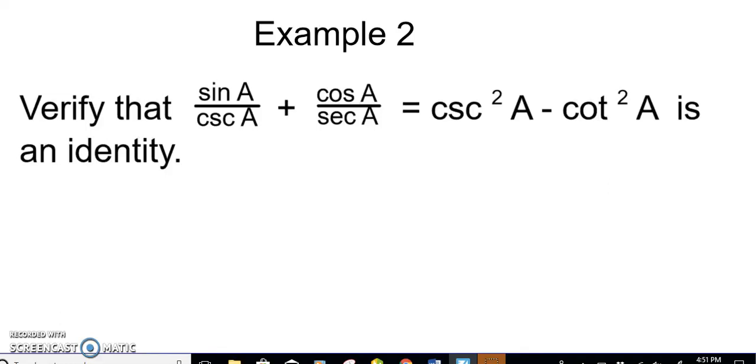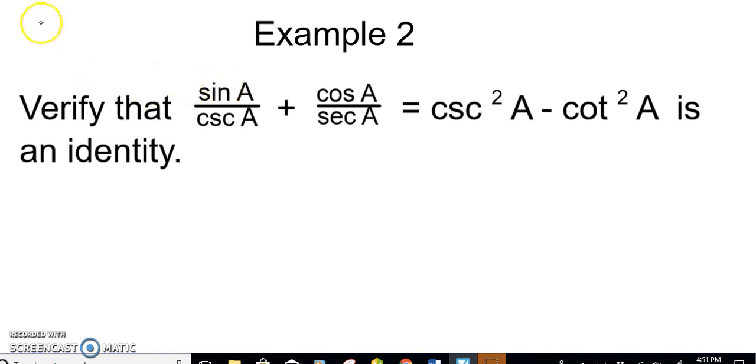Ejemplo dos. Example 2. We're going to verify that the left side equals the right side. I'm going to work the left side to get the right side, because I think it'll be easier than going from the right side to the left. Let's take a look at all the stuff that we have. We have a sine, a cosecant, a cosine, and a secant.